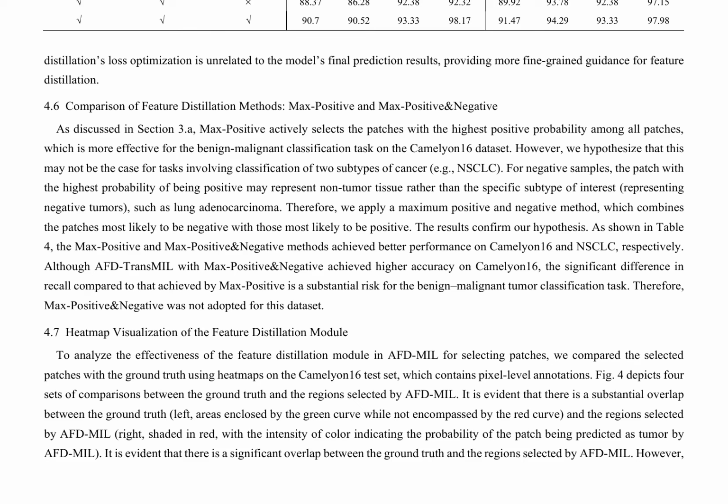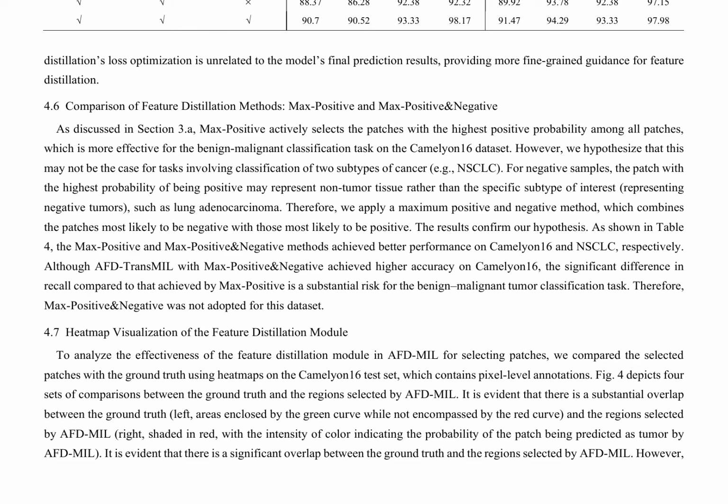The authors also compare different feature distillation methods, including max positive and negative, and find that the latter is more effective for tasks involving classification of two subtypes of cancer. However, for benign malignant classification tasks, max positive is preferred due to its higher recall. The results are presented in Table 4.